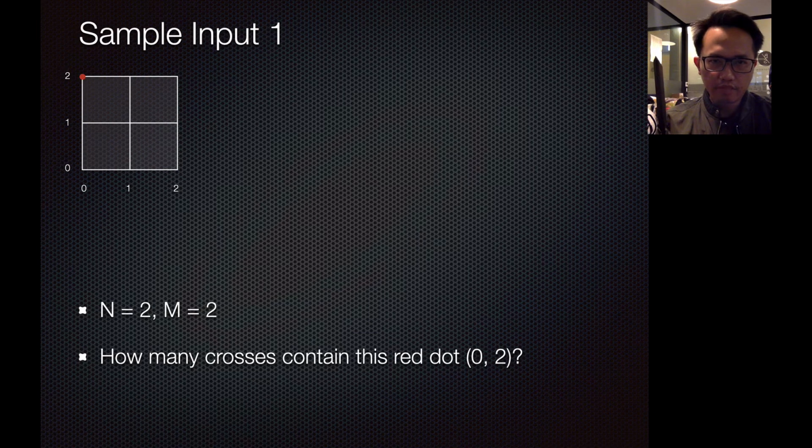Alright, did you get it right? This cross, yes, and this cross both contain the red dot, so 2 in total, and that's the answer.